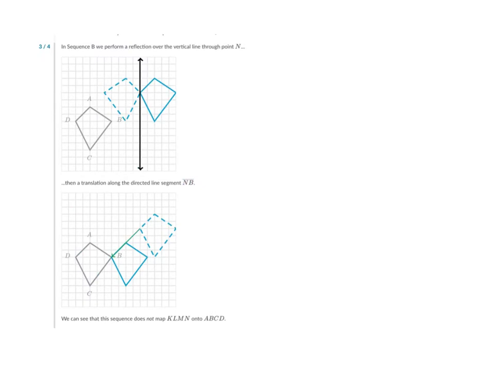Sequence B. First step is perform a reflection across the vertical line through point N. So here is point N. We draw a vertical line and we reflect the shape over. So this is where the new shape is. And then a translation along the line segment NB. So this is N. It gets slid to where B is. And again, it doesn't match up. Now, if they would have done N to D, it would have matched up perfectly. So the correct answer for number 2 is, again, neither.